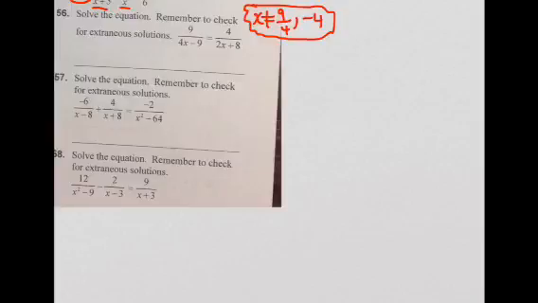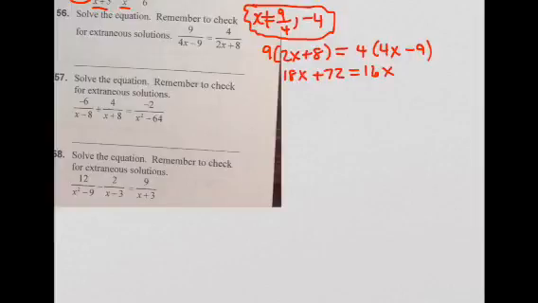When the structure of your rational equation is one fraction equal to another fraction, the easiest way to solve that is to just cross multiply. So we're going to multiply these two together and these two together. That would give you 9 times 2x plus 8 equals 4 times 4x minus 9. And then we're going to solve it that way. So this is 18x plus 72 equals 16x minus 36. Okay, because remember you have to distribute to both, not just the first one, but to both of them.